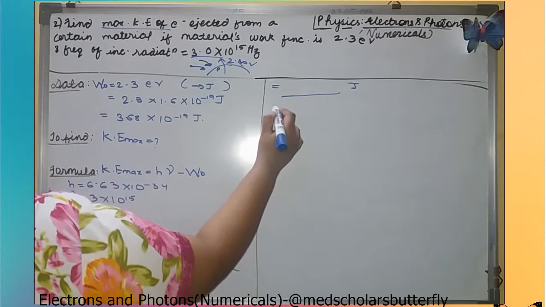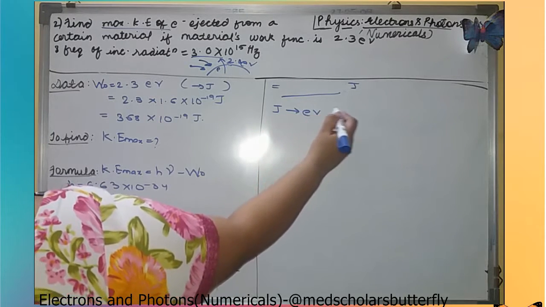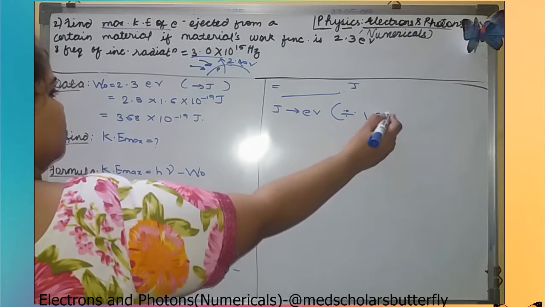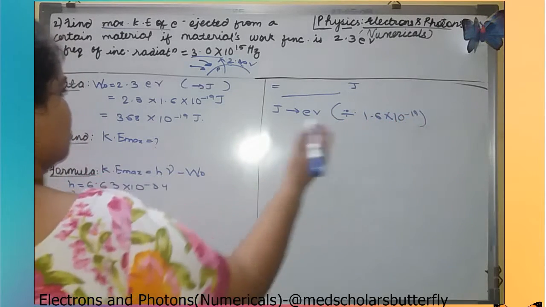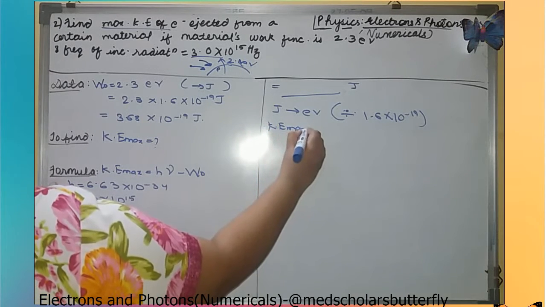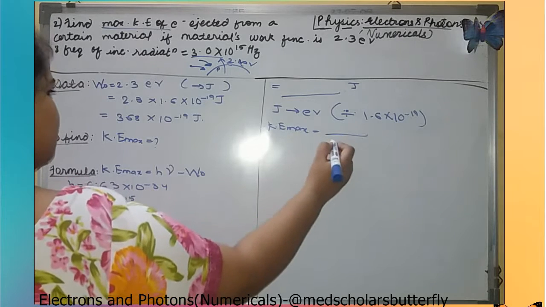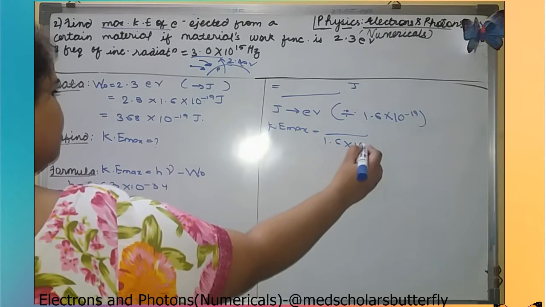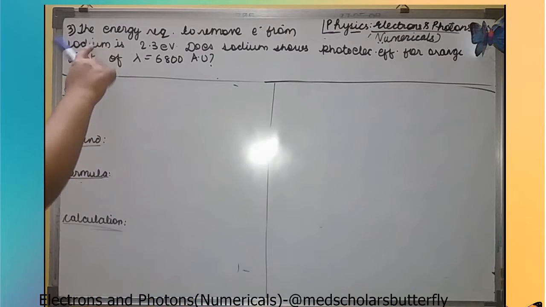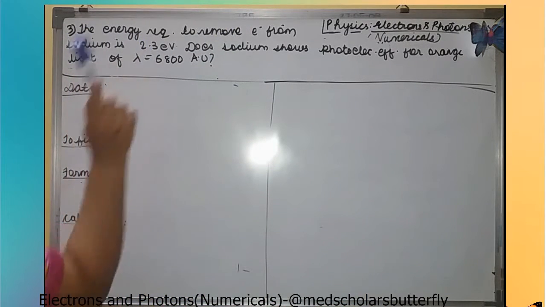To convert it again in electron volt, you have to now divide it by 1.6 into 10 raised to minus 19. So whatever you got as your answer here, you have to divide by 1.6 into 10 raised to minus 19 and you will get your answer in electron volt. Energy required to remove electrons from sodium is this much.